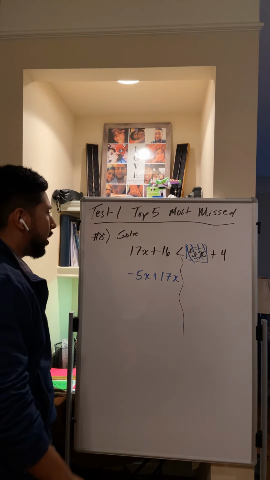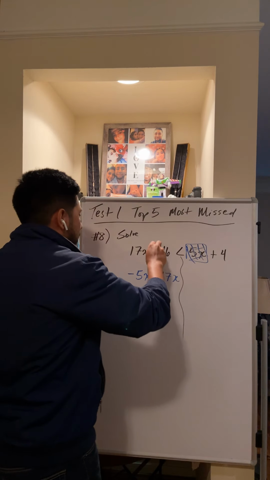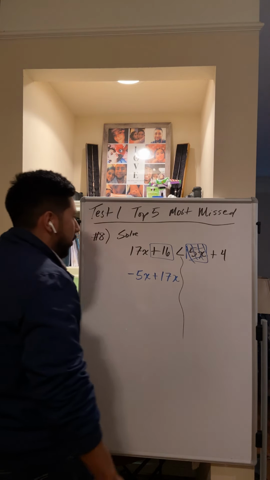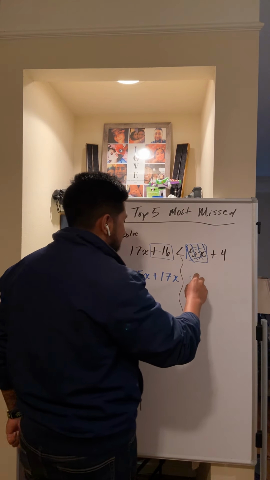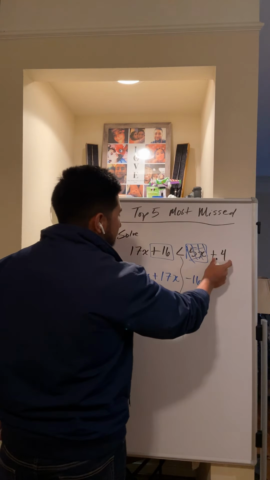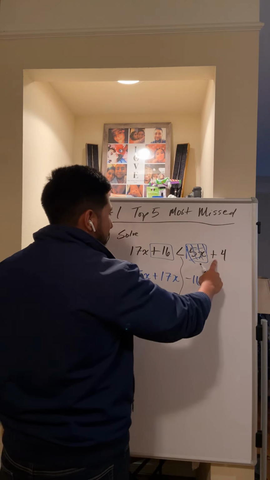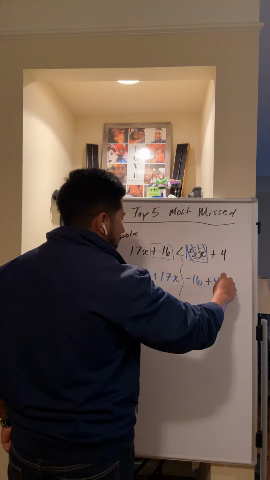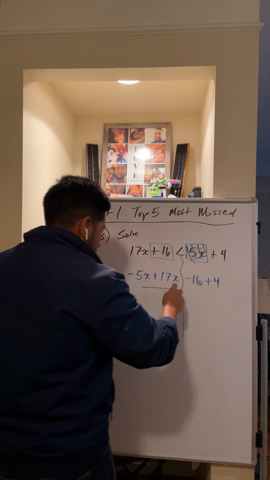Okay, next step. Got to move this 16 over to the other side. Moving that 16 over to the other side, it's going to be a negative 16. And I'll bring down this 4 downstairs. I'll bring down the sign because that's what it's already telling me. And then we just read.